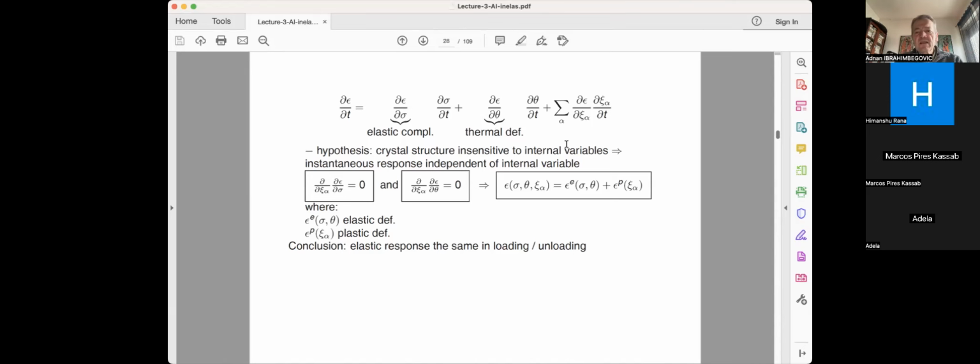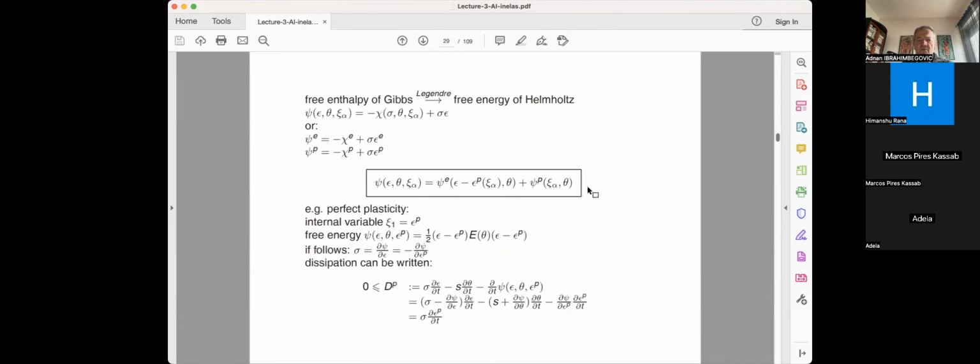Basically, you can say that we generally accept that the total strain is split additively, for small strain setting, into elastic strain, which is only a function of sigma and temperature, and plastic strain, which is only a function of an internal variable, which is itself a plastic deformation. So with this additive split, this is the first condition that we take when we quantify plasticity: the total deformation is equal to the elastic plus plastic.